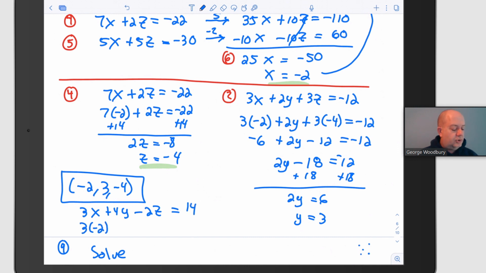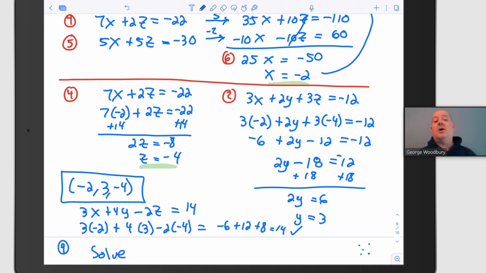3 times negative 2 plus 4 times 3 minus 2 times negative 4. That equals negative 6 plus 12 plus 8, and that equals 14. So it does check. You can check it in the other one as well if you want to be really careful, like on exam day where the points are really important. Checking it again is probably a really good idea.